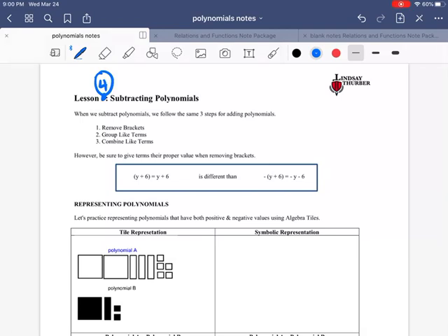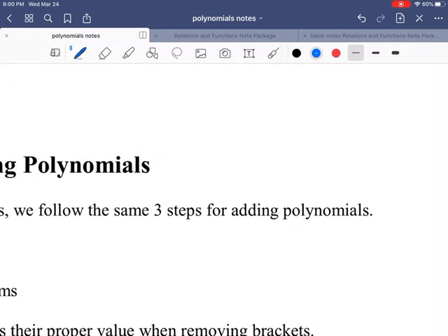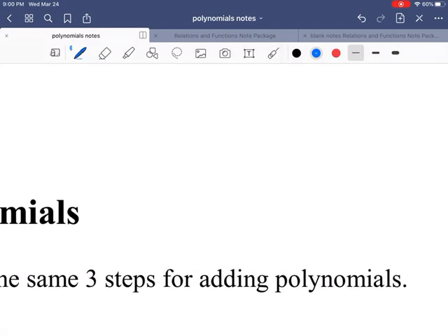Alright, welcome to lesson 4, subtracting polynomials. So the last couple days we've been using algebra tiles to add polynomials. So if you're adding polynomials, you just group them together and count up how much you have.